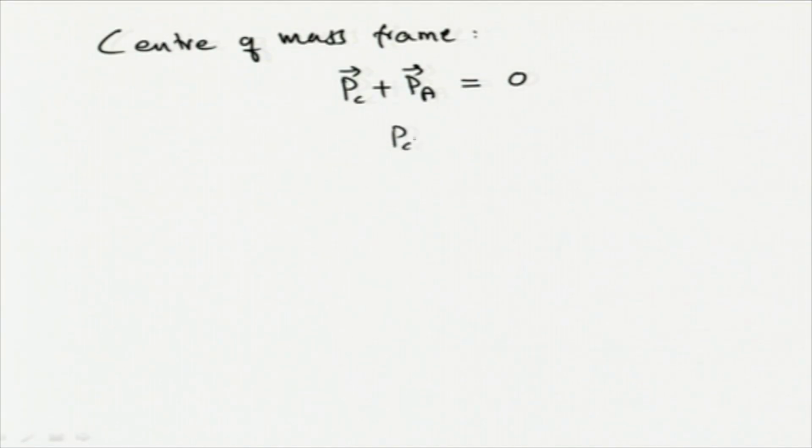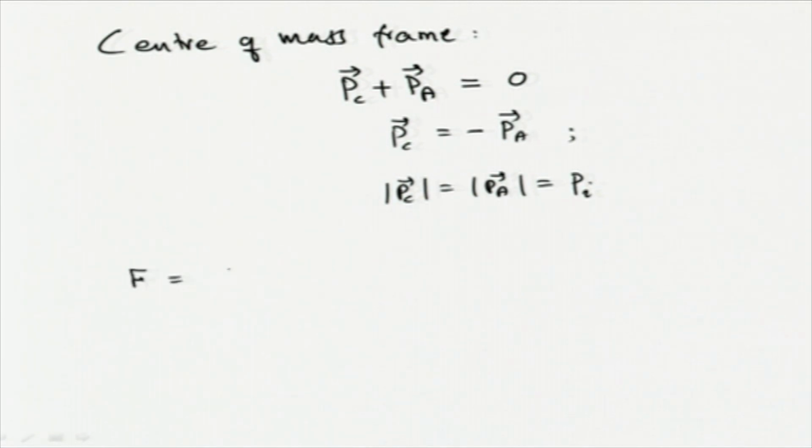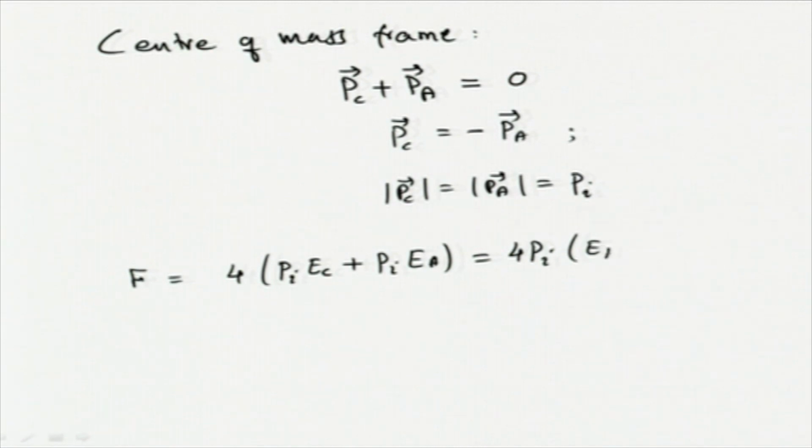This tells you that p_C is equal to minus p_A, and if we take the magnitude, I can write the magnitude of p_C is equal to the magnitude of p_A, which I will denote by p_i. So, in that case F becomes 4 times (|p_A| E_C + |p_C| E_A), which is 4 p_i (E_C + E_A). I can take the p_i out of the bracket, then it becomes E_A plus E_C.